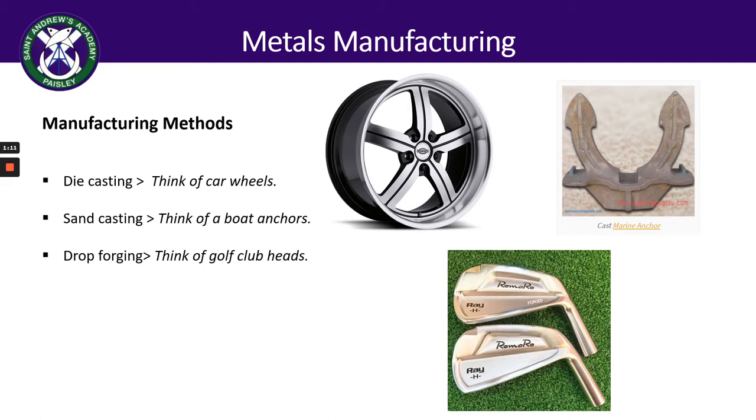So on this slide, I've given you a product to associate with each of the manufacturing methods, and you might find this useful because you can compare any product you're asked to identify and see which of these it most closely matches. So for die casting, you can think of the inside of car wheels. For sand casting, think of big heavy boat anchors. And for drop forging, you can think of the heads of golf clubs. These are the processes that are used to manufacture these products.